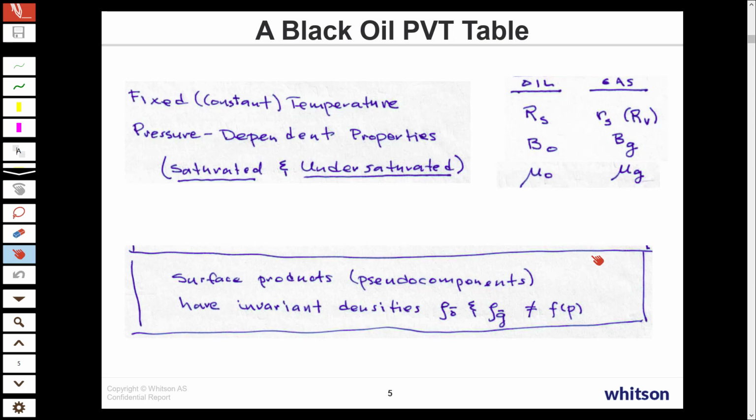Now, for every black oil PVT table, it will be representing a single temperature, which is fixed or constant. So if you have a black oil table, it'll be useful only for one temperature. So if you're going to do black oil calculations of pressure drop in tubing, for example, where the reservoir temperature at the bottom goes to the surface temperature, you might need 4 or 5 different tables for the different temperatures up the wellbore.